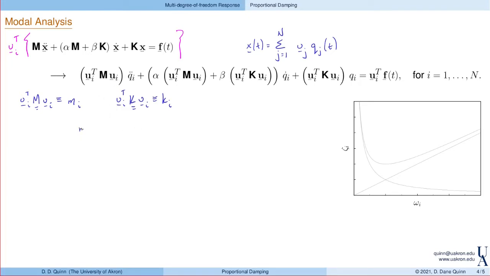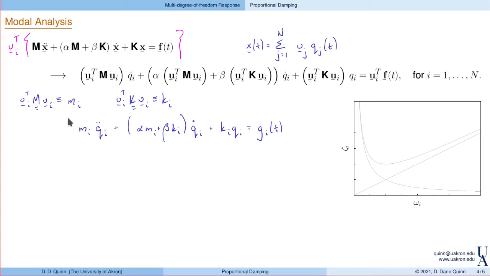This is obviously m_i q_i double dot. For the damping, we end up with alpha m plus beta k sub i times q_i dot. So again, we have damping, but the coefficient of the damping depends on our proportional damping constants, as well as these modal mass and stiffness terms. And then finally, k_i q_i, and this is going to be equal to, well, whatever this quantity is. So this is the modal forcing, g_i.